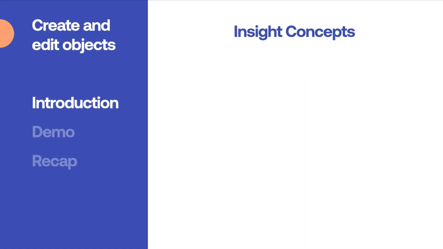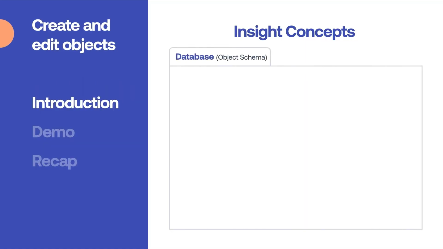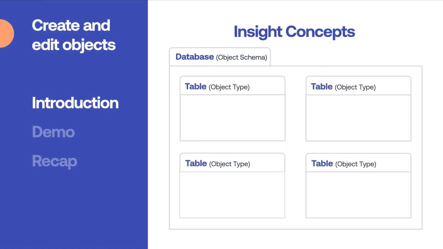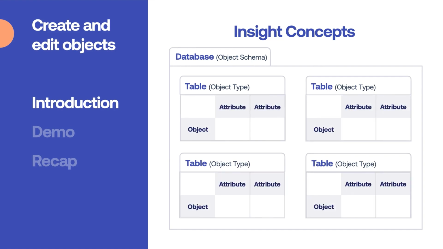First, remember that an object schema is a database which serves as a container for different kinds of assets. A schema contains different tables for each object type, and each of these tables contain columns that indicate the different kinds of information collected for each object inside that table.